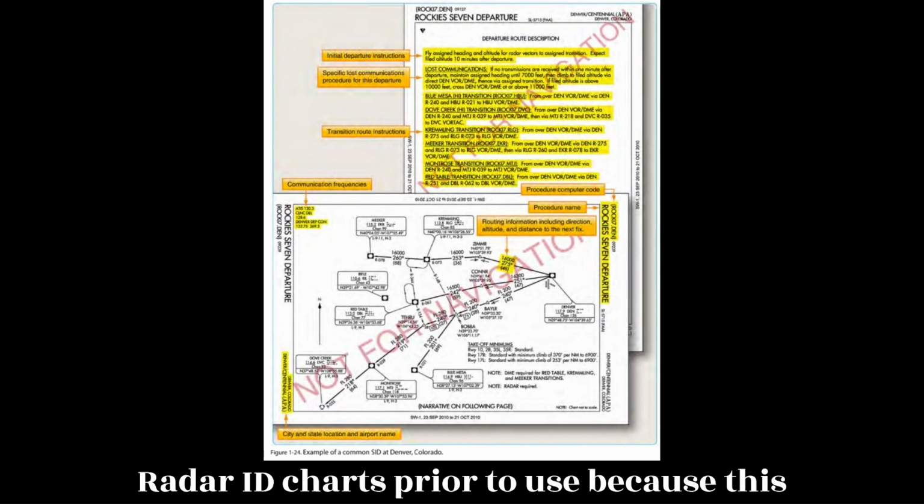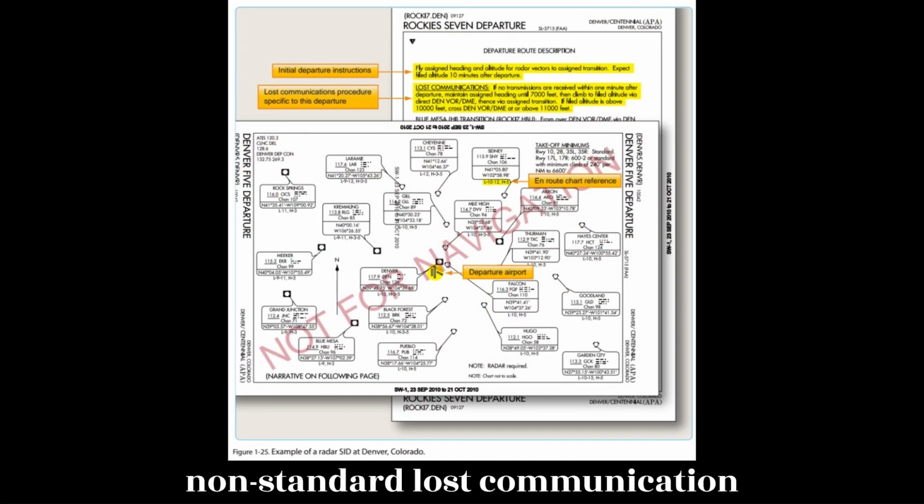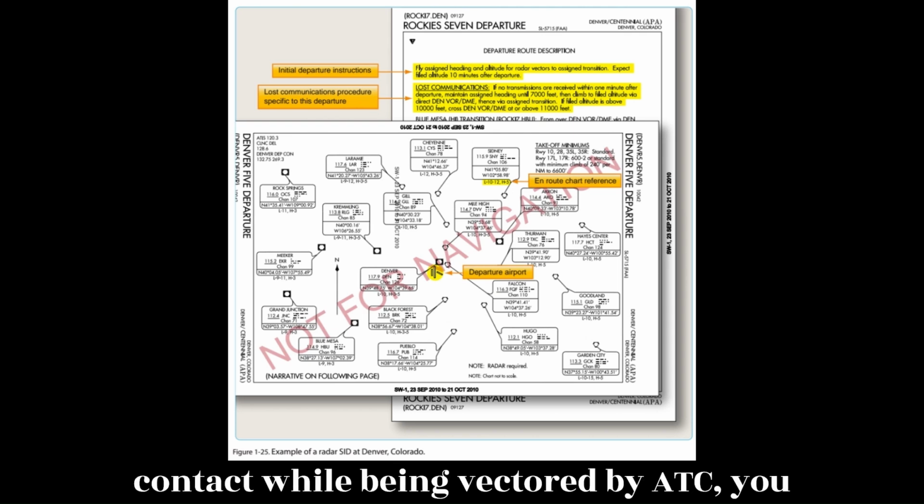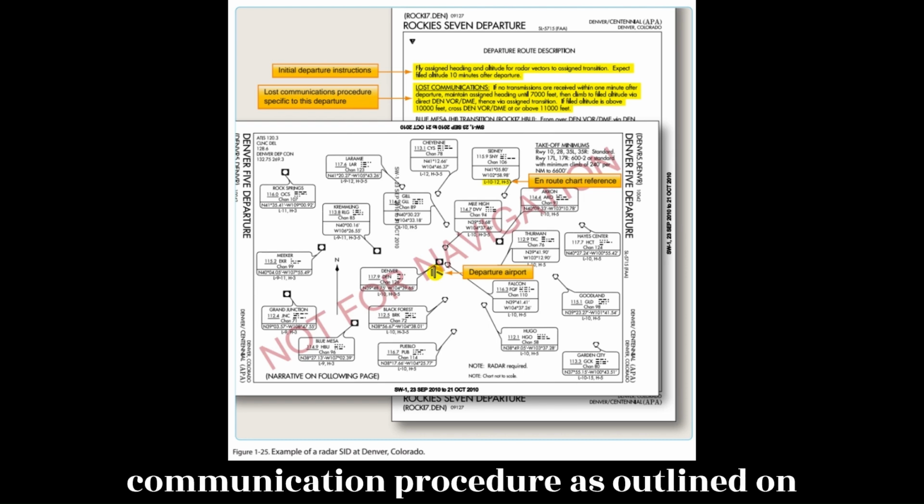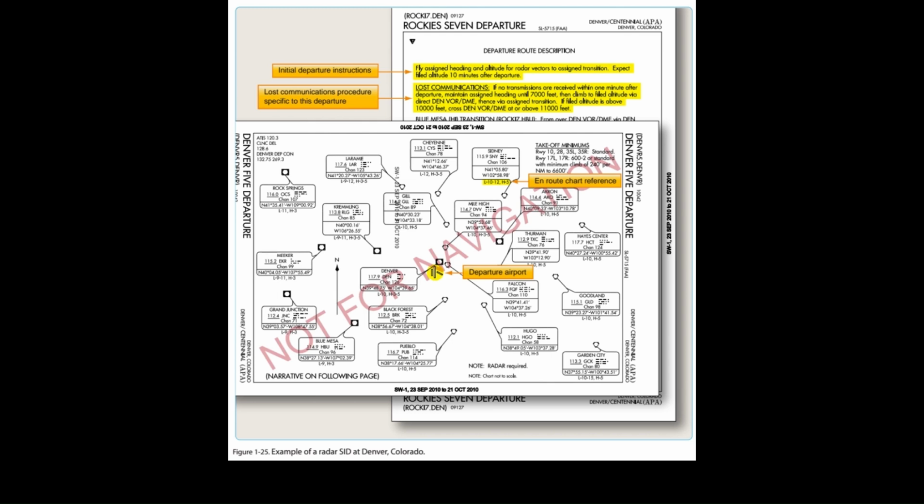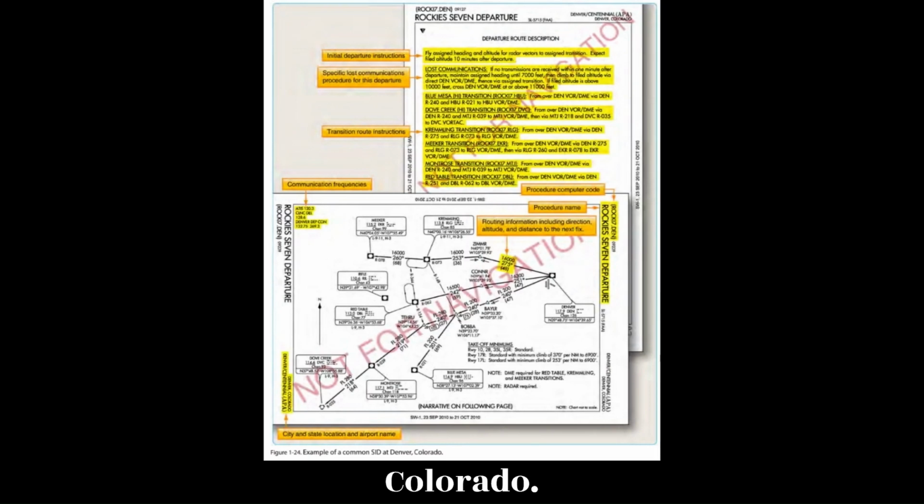It is prudent to review radar SID charts prior to use because this type of procedure often includes non-standard lost communication procedures. If you were to lose radio contact while being vectored by ATC, you would be expected to comply with the lost communication procedure as outlined on the chart, not necessarily those procedures outlined in the AIM. Figure 1.24. Example of a common SID at Denver, Colorado.